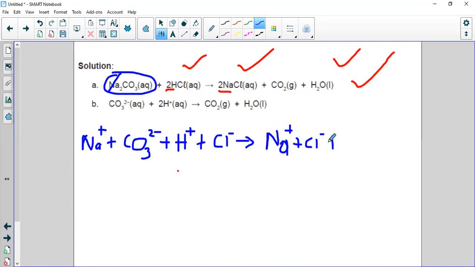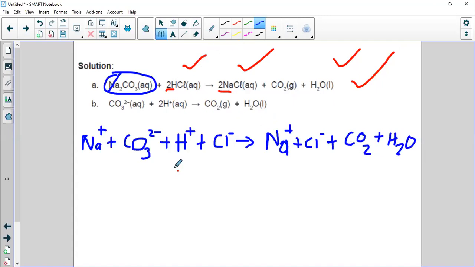Plus, right, I've got my CO2. CO2, I'm not going to split it because it's not ionic. So I'm just going to write it as CO2. And the water, I'm not going to split it, it's not ionic. All right, so it's H2O.